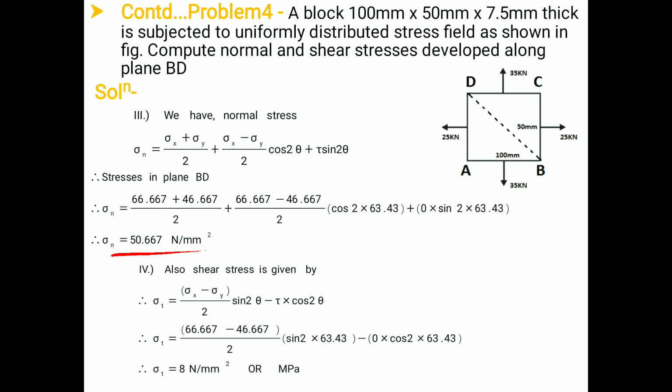This is the value of normal stress acting over the plane BD. After that, we are going to find the value of shear stress also. It is given by sigma t equal to sigma x minus sigma y by 2 into sine of 2 theta, minus tau into cos of 2 theta. On putting the values of sigma x, sigma y and theta into this equation, we have sigma t as 8 Newton per mm square, or 8 MPa. So once you know the values of theta, sigma x and sigma y, we can easily find the normal stress and the shear stress acting over the plane BD.